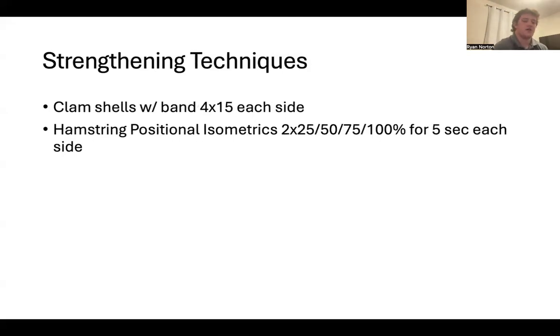Strengthening techniques. We want to combat that knee valgus, then that sort of lower cross syndrome that we're seeing with the anterior pelvic tilt, the knee valgus, the pronated feet, with clamshells with the band to help strengthen the gluteus medius, which also scored a 1, so that's a great reason to strengthen it. And then we're going to be doing hamstring positional isometrics with the patient laying down, knee at 90 degrees, and pressing against in the 25, 50, 75, 100 ranges.